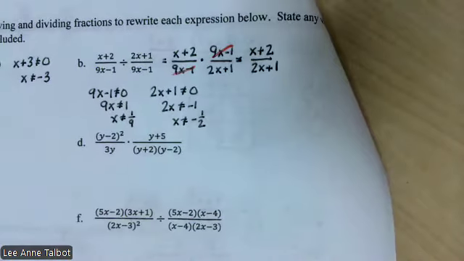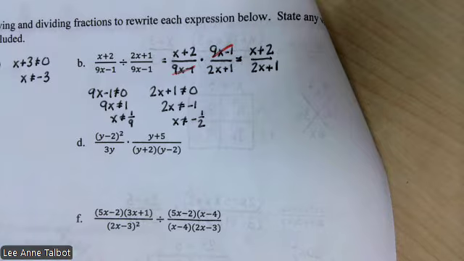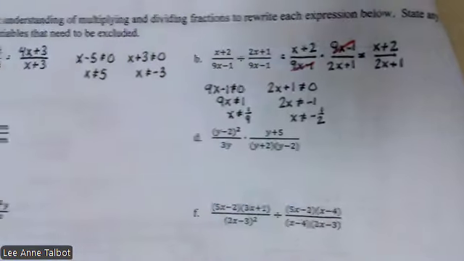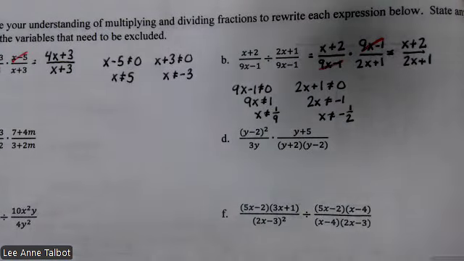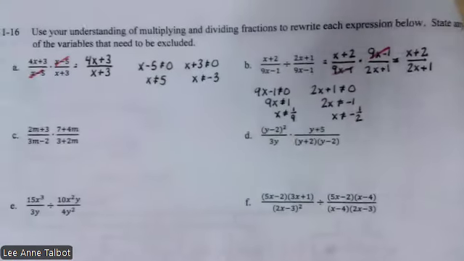Okay, so division problems. You have to check for excluded values before and after the keep change flip. It's like making sure you're doing a safe job.